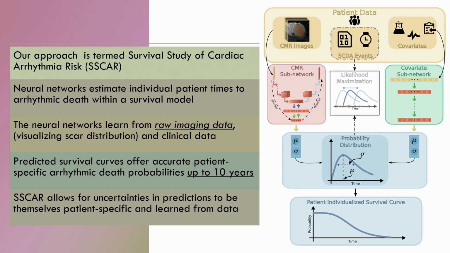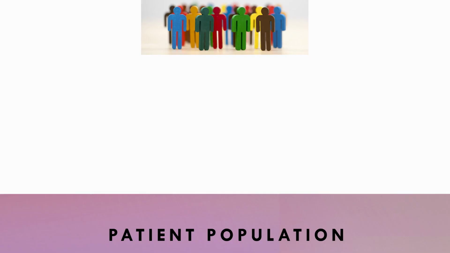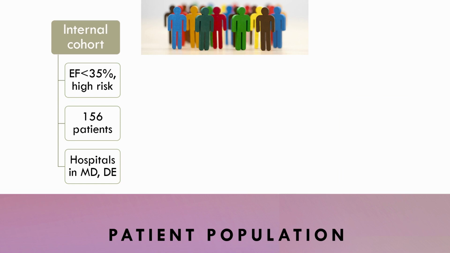So we did develop that, and here is our patient population. We started with an internal cohort at Hopkins, which consisted of 156 patients from hospitals in Maryland and Delaware. These are patients with ischemic cardiomyopathy, and all of them were at high risk, and all of them received defibrillators. Now, we are blind to any outcome. So this is the internal cohort.